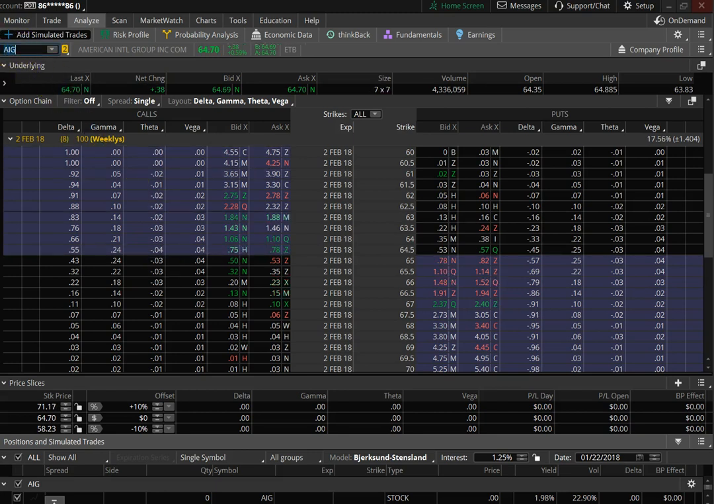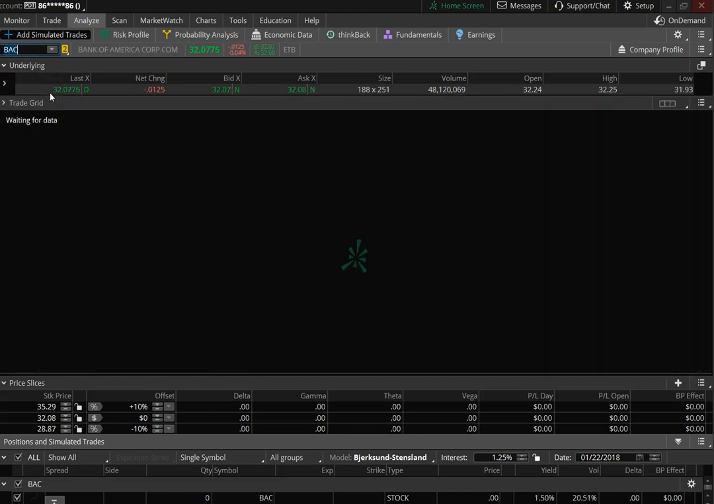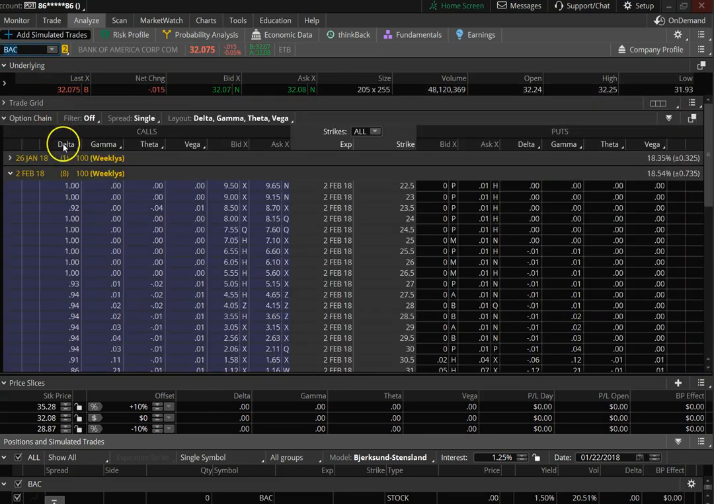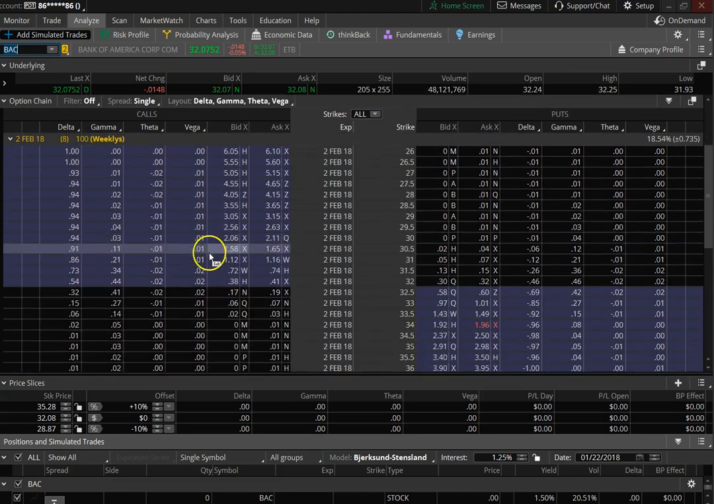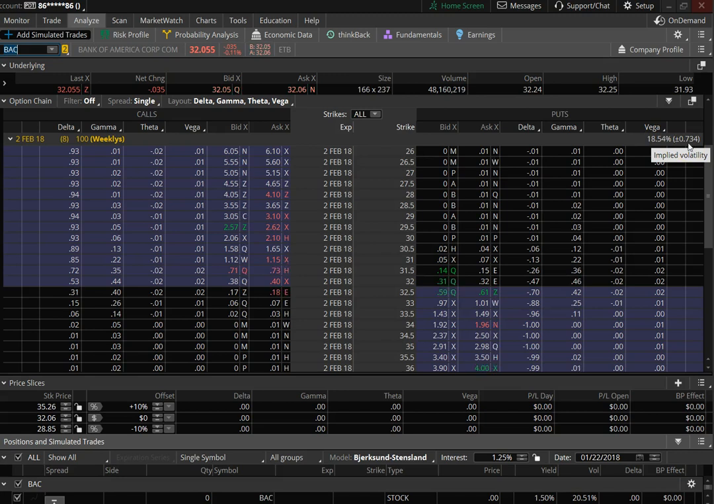One of my favorites to trade is Bank of America. One of the reasons is because it's so darn liquid. Everybody's trading it. And look at how tight your spreads are. Your spreads are 2 cents wide. So I really like trading Bank of America. With Bank of America, we have a $32 stock. Here's 32. And look at this one. In 8 days, we have an 18% implied volatility. The implied move is only 73 cents.